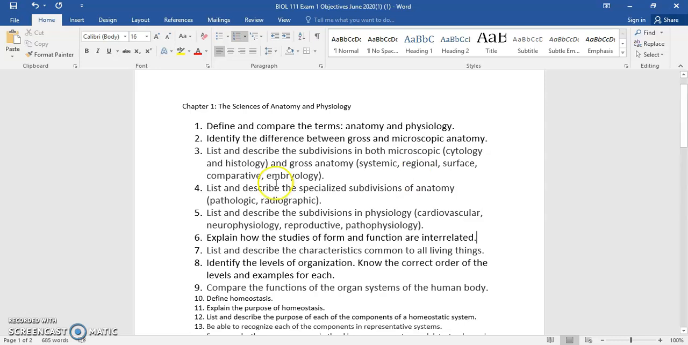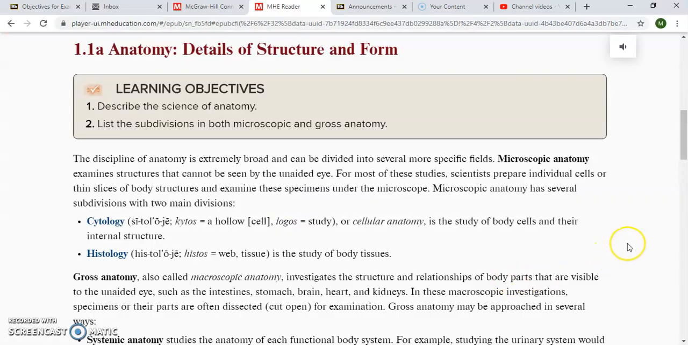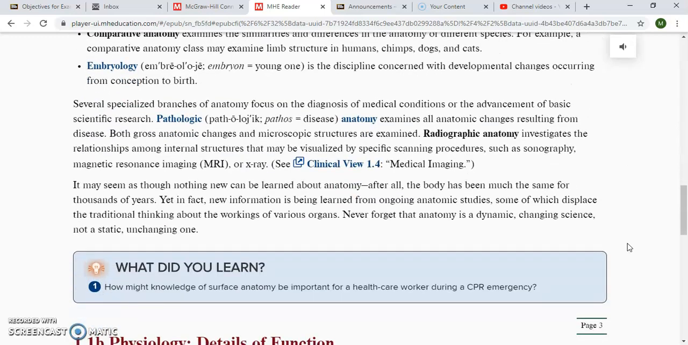So we had objective 4 to talk about next, and this one is the anatomy that we use primarily to diagnose and determine what the cause of a disease or lesion is. These two that we're going to talk about are specialized subdivisions. One's pathologic, and one's radiographic. So let me go to our textbook. These are down here a little ways.